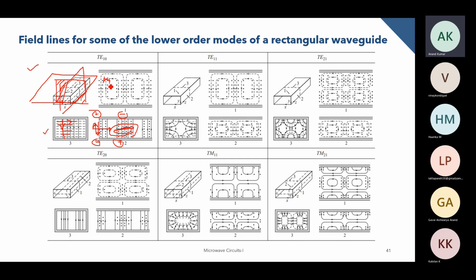Does anyone have any questions on this? If I need to explain it once again, maybe I'll try explaining T20 and then let you try to understand the rest of the figures. You can also use maybe CST or HFSS or some other tools as well to get these plots.